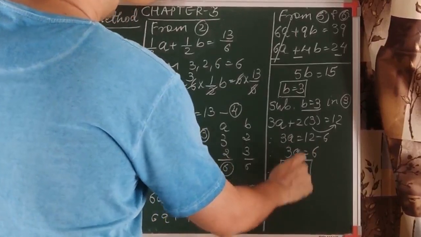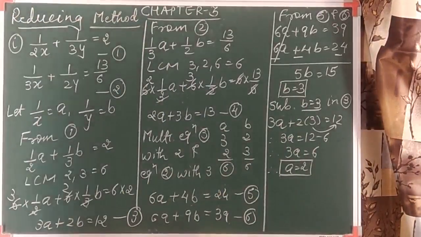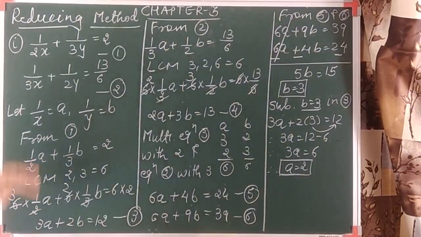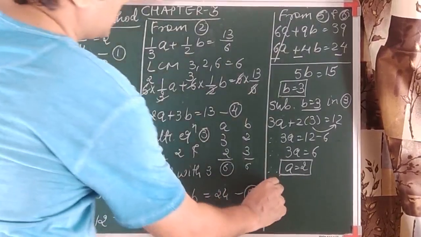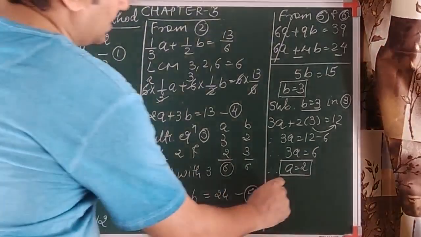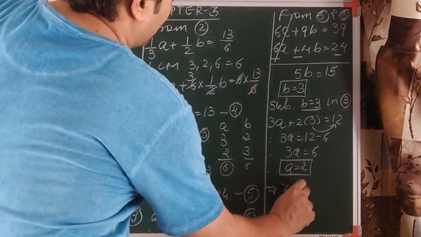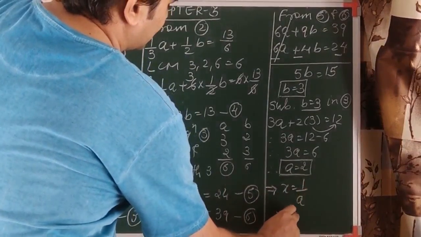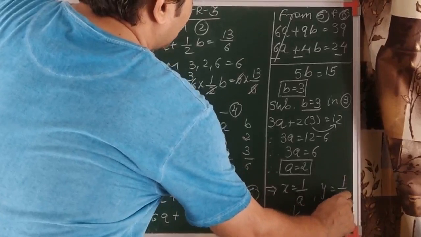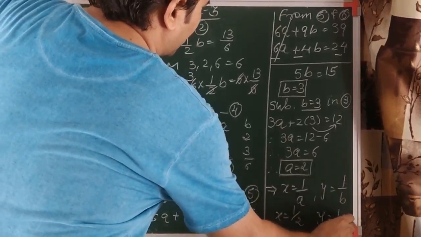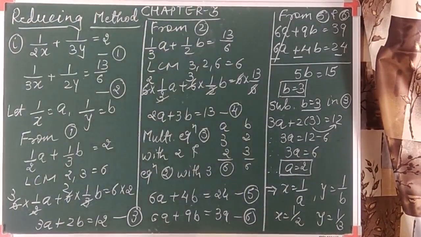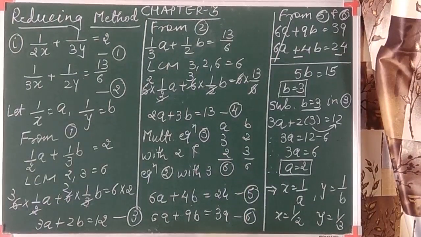Now remember friends, a and b are not the original variables. They are assumed variables for x and y. So let us obtain the values of x and y. As we have written 1 upon x as a, we can write that x is 1 by a. So the value of x is 1 by 2. Similarly, y is equal to 1 by b, so the value of y is 1 by 3. So the solution is 1 by 2 and 1 by 3.